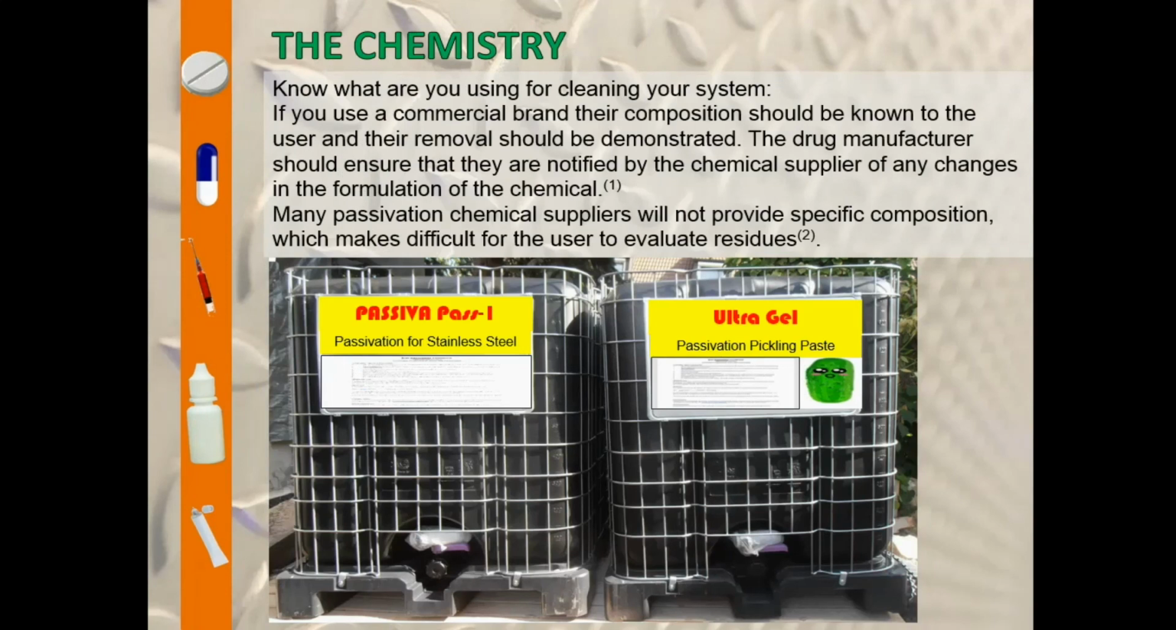The chemistry. It is crucial to know what you are putting in your system. We can easily find passivation products. Unfortunately, many of them are nitric acid solutions with traces of toxic heavy metals. If you use a commercial brand, their composition should be known to the user, and their removal should be demonstrated. The drug manufacturer should ensure that the chemical supplier notifies them of any changes in the chemical formulation. Many passivation chemical suppliers will not provide a specific composition. This makes it difficult for the user to evaluate residues.